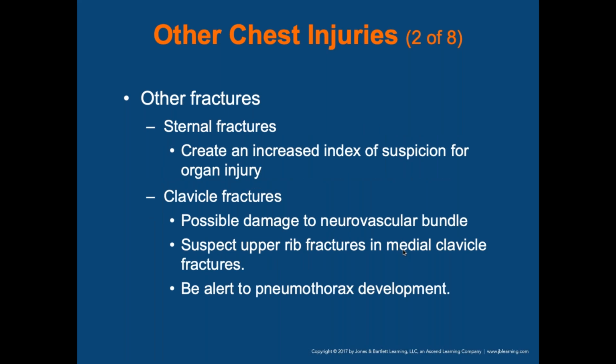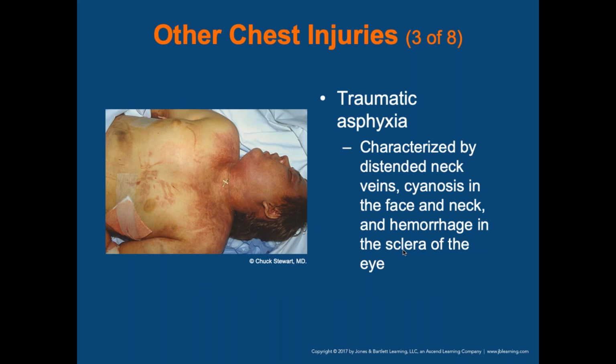Sternal fractures create an increased index of suspicion for organ injury as well. And clavicle fractures, which are very, very common, can cause possible damage to the neurovascular bundle. Also suspect upper rib fractures and medial clavicle fractures and be alert for pneumothorax development as well. So you've got to pay attention for those as you look for clavicle fractures. Remember, the clavicles are one of the most commonly broken bones.